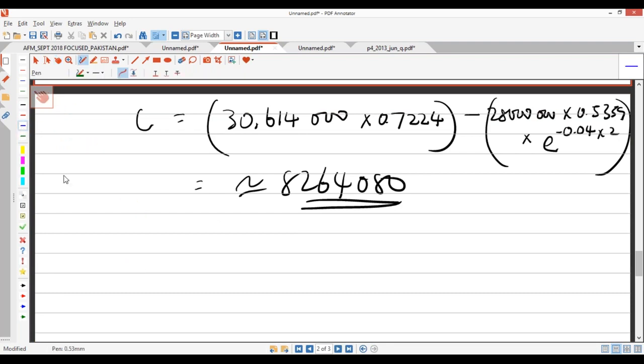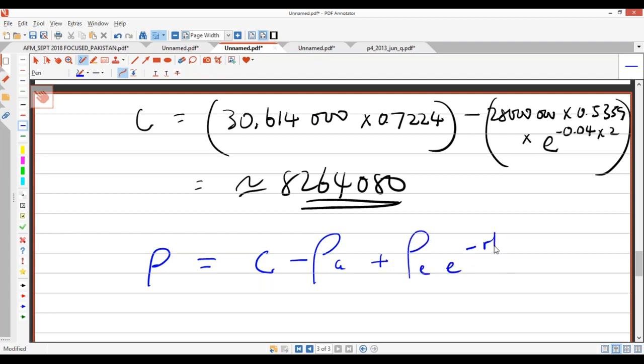Well, this is not a call value. This is a put value. Put value is going to be simply put-call parity: C minus S plus PE, e to the negative RT. Whenever you see a PE, there's a discounting happening. Actually, we're discounting the exercise price to present value using continuous discounting.